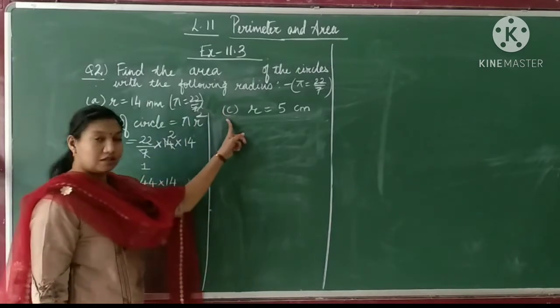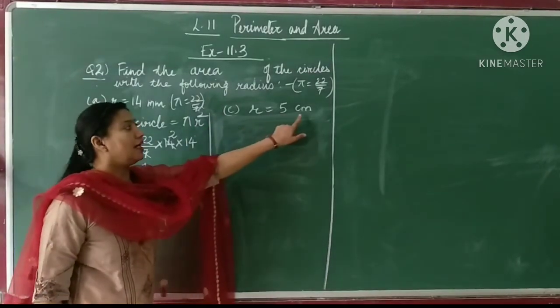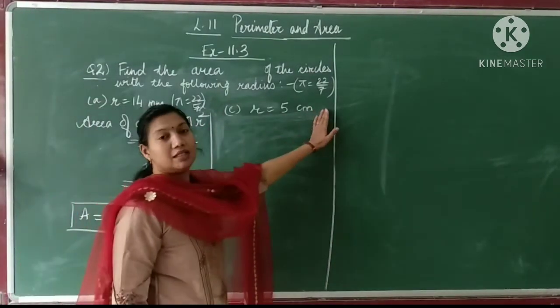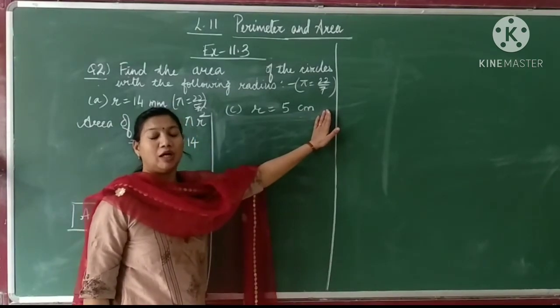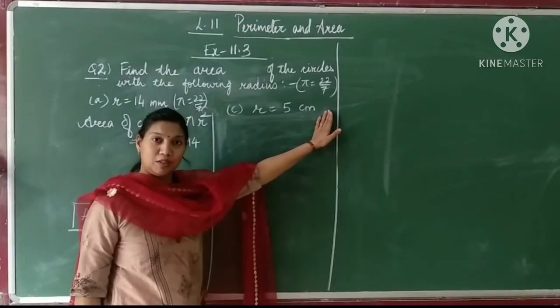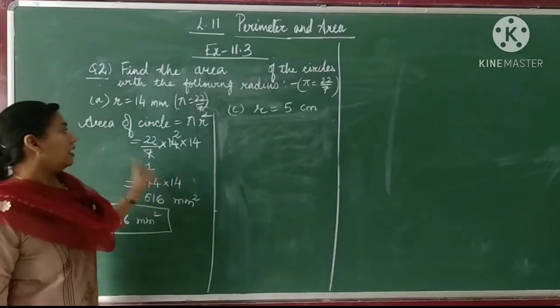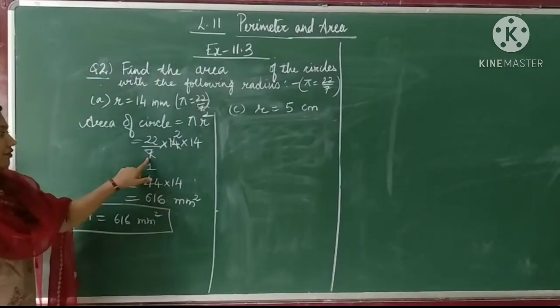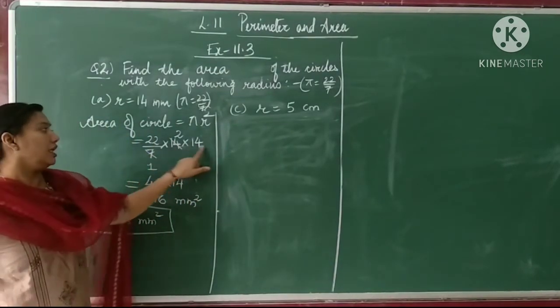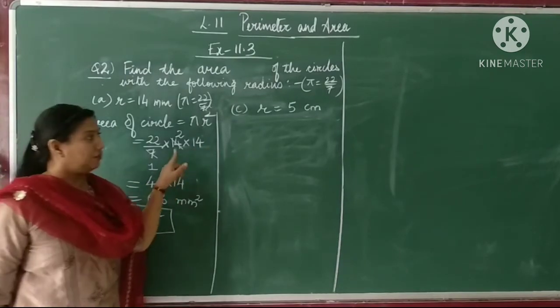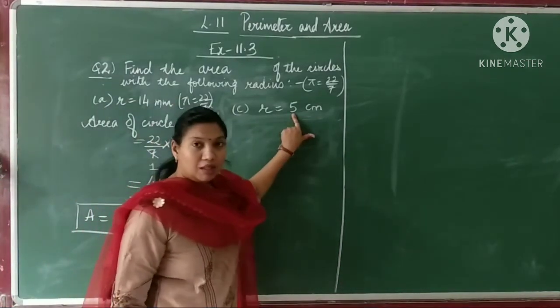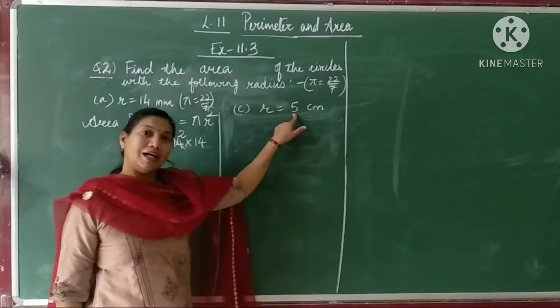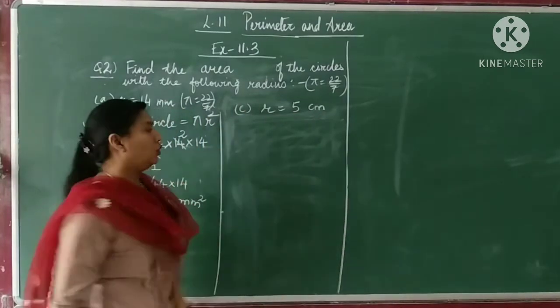Now moving on further, the C question, radius is equal to 5 centimeter. Here there is nothing written whether pi you have to take 22 by 7 or 3.14. But in previous examples you can see that if the denominator is 7, the radius should be in the table of 7. Here pi does not come in the table of 7. So we will choose the value of pi 3.14.